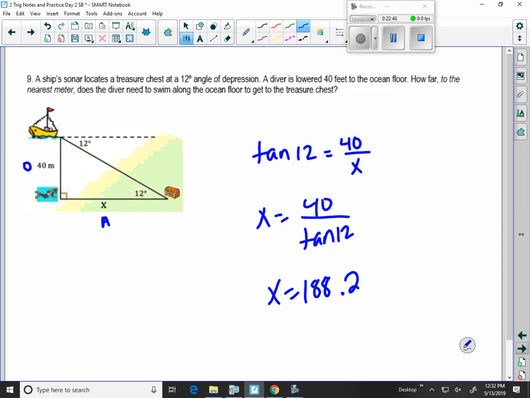What's my label? Meters. It says feet up here, but it should be meters. How far is the nearest meter? I think whoever wrote this accidentally wrote meters. All right, go ahead and work on the practice. Go work the practice. The answers.